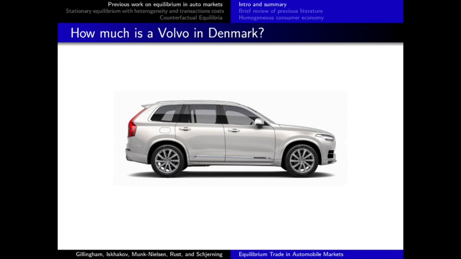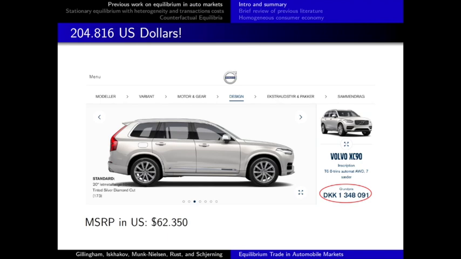And I guess the international audience can take a time to think about how much it could possibly be. For the rest of us, let's just continue and look. It's 1.35 million Danish kroner, which corresponds to more than $200,000. Okay, so this car is a very expensive car.